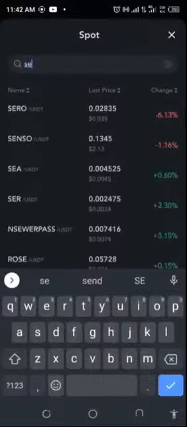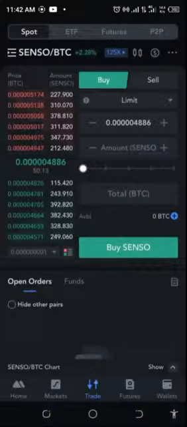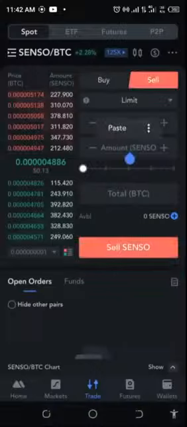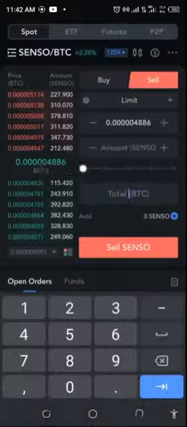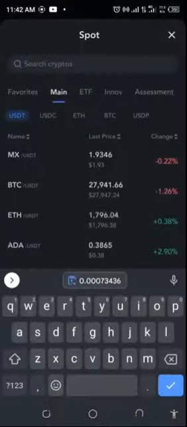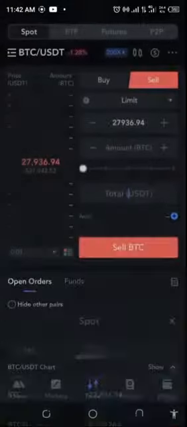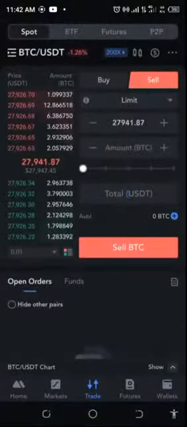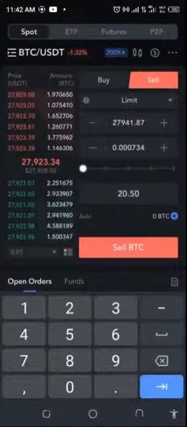So that would be Senso BTC. Let's hope it's still in place, because I saw that it went down. Oh yeah, I can see it's gone down, but let's be sure. If there isn't anything there, call it a day. But if it is there, we will go ahead. Let's see. 20.50. It's really gone down.